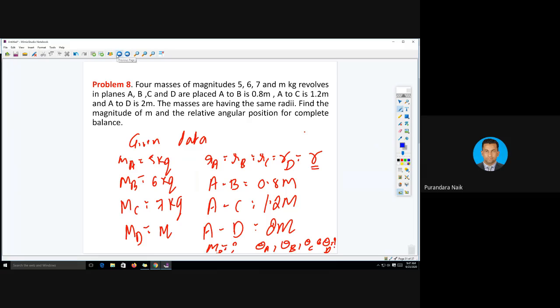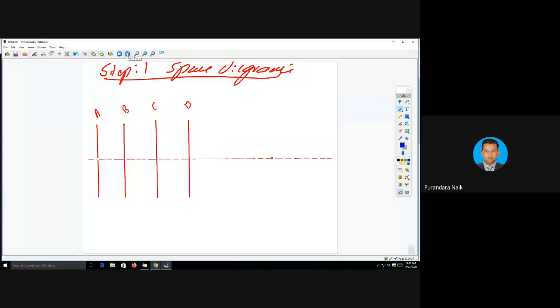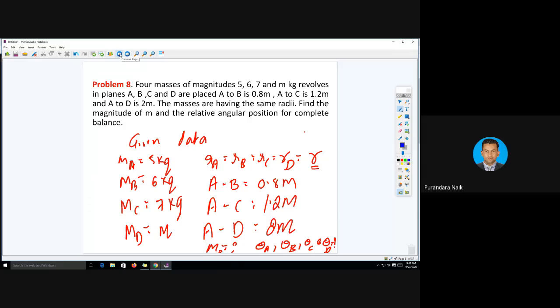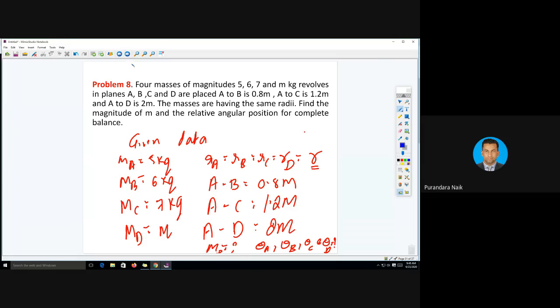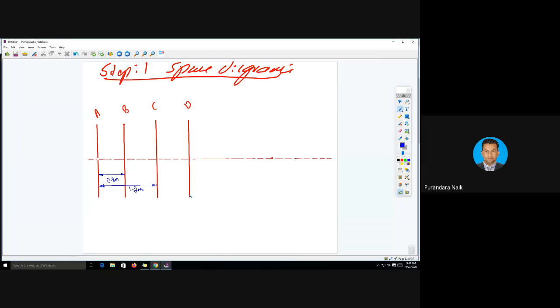A to B is 0.8. And A to C is 1.2. A to D is 2 meter. Side view.